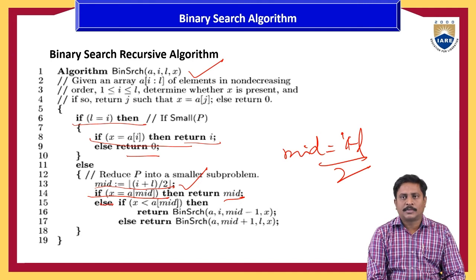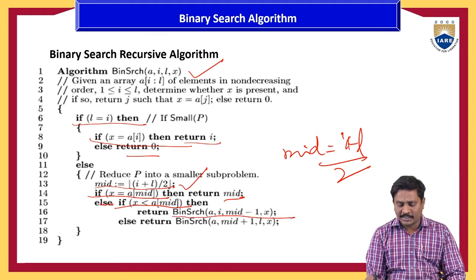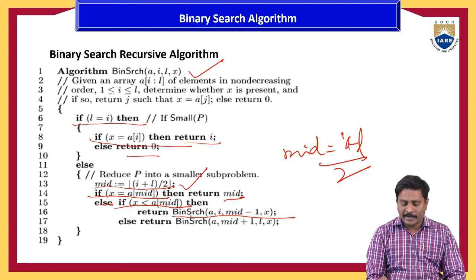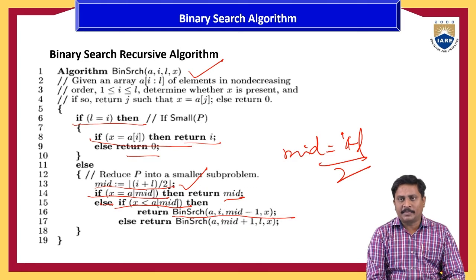Suppose that X, the value we are finding, is equal to the mid element value, then we return that mid value. Mid value is the searching element. Otherwise, we check whether the searching element value is less than A of mid. If the searching value is less than A of mid, then again use this binary search algorithm for the elements below this mid value. So binary search of A, comma I, comma mid minus 1, comma X.